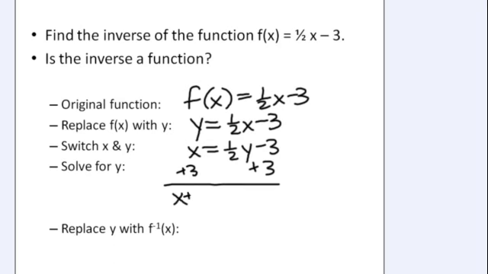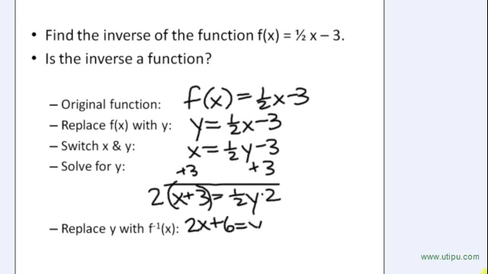So I get x plus 3 equals 1/2 y. Then I need to multiply both sides by 2. And make sure you multiply the entire side by 2. So I'll need to distribute that to get 2x plus 6 equals y. So I have that y equals 2x plus 6.